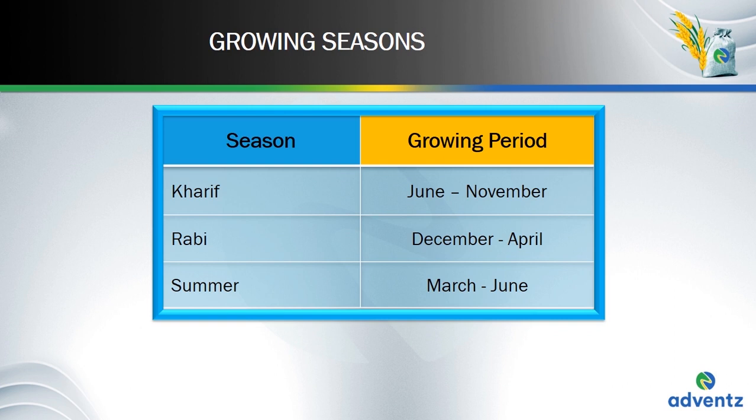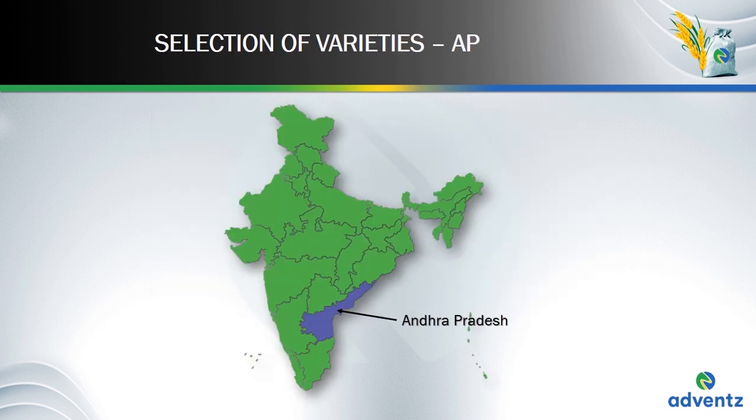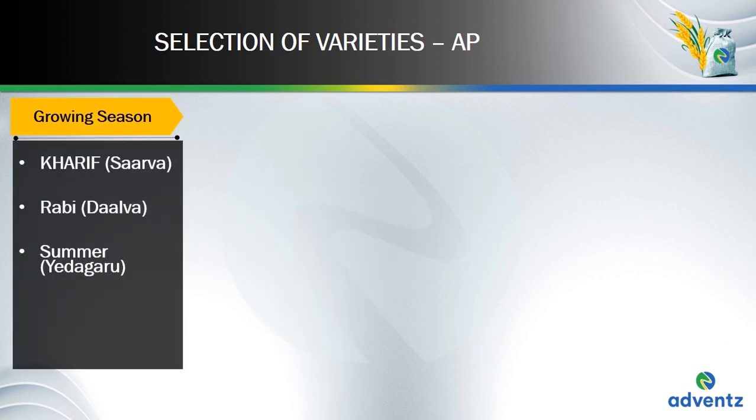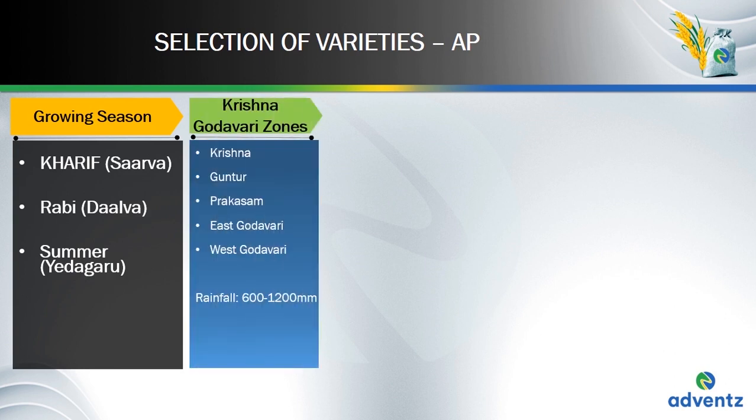In Andhra Pradesh, there are 3 growing seasons and there are 5 zones in which rice crop can be grown. The 3 growing seasons in Andhra Pradesh are Kharif, Rabi, and Summer. The first 2 zones are Krishna and Godavari zones. Krishna and Godavari zones consist of Krishna, Guntur, Prakasam, East Godavari and West Godavari districts. The normal rainfall for this region ranges from 600 to 1200 mm.